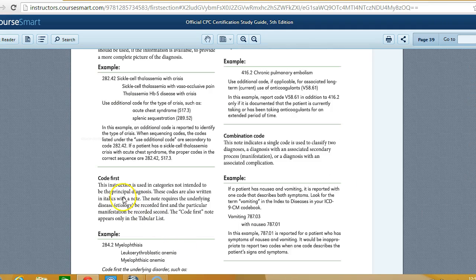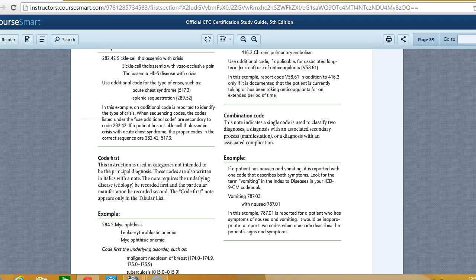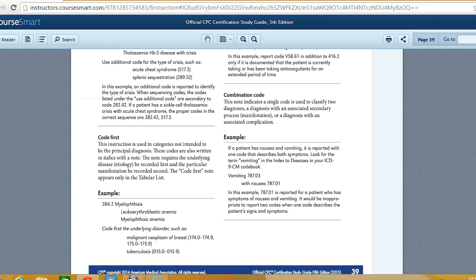Now, when you see the term code first, you have to do exactly that, y'all. If it tells you to code something first, you have to code whatever it tells you to code first. That will be the proper coding guidelines. Okay? Pay attention to your notes. As always, I tell you, notes are there for a purpose. They're trying to tell you something. They're trying to get your attention. You have to do what it tells you to do.